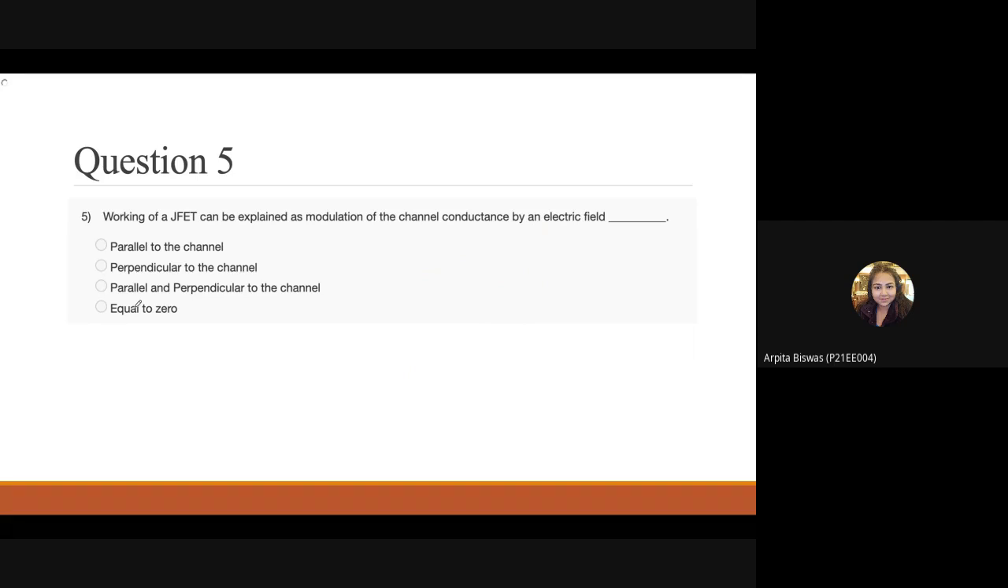This is question number 5. Working of a JFET can be explained as modulation of the channel conductance by an electric field. First option is parallel to the channel. Second option is perpendicular to the channel. Third is parallel and perpendicular to the channel. And option D is equal to 0. Ma'am, B. Yes, option B is the right option. Perpendicular to the channel.